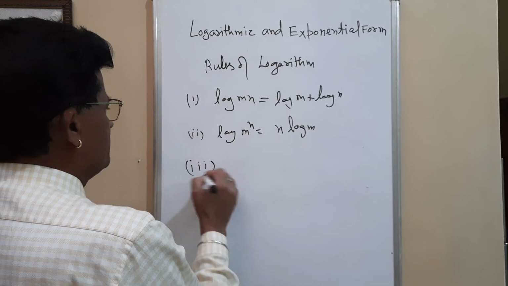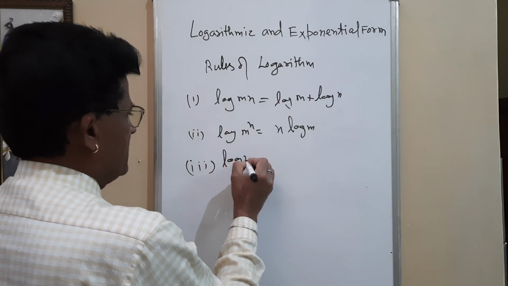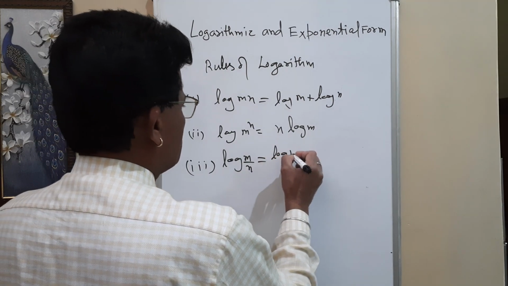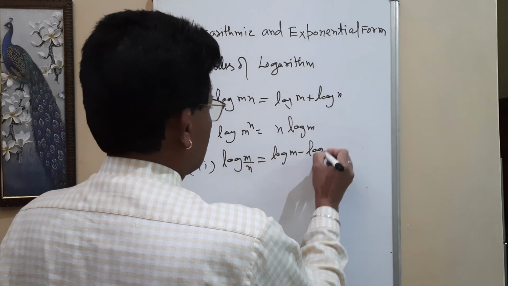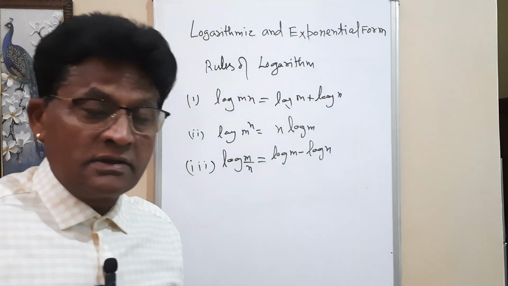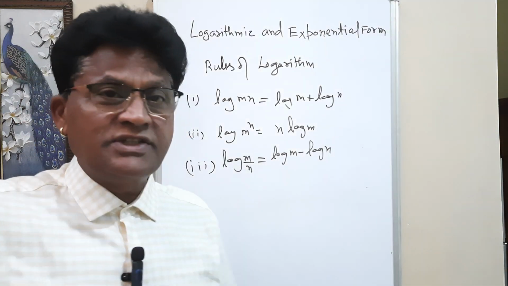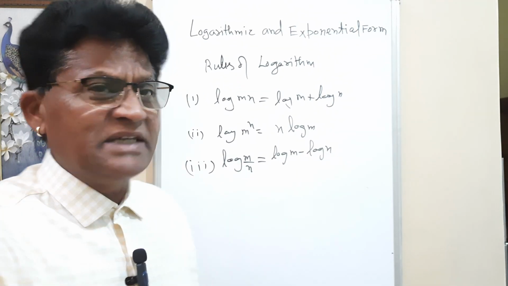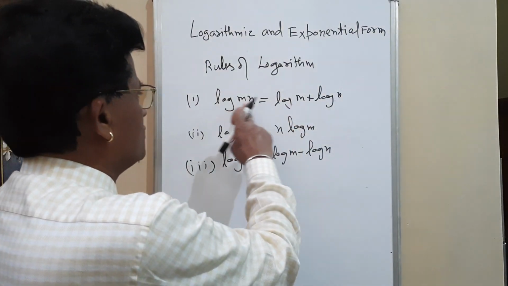Next, third case. Also very important, log of m upon n will be log m minus log n. These rules we use in the differential calculus. So many questions are there, and students commit mistakes. Even intelligent students also commit mistakes.